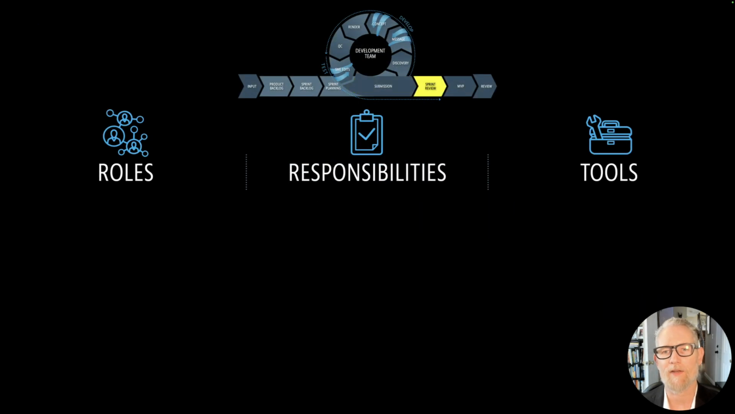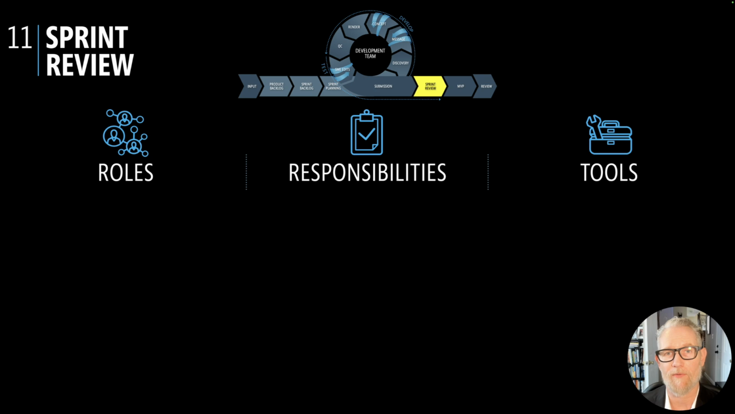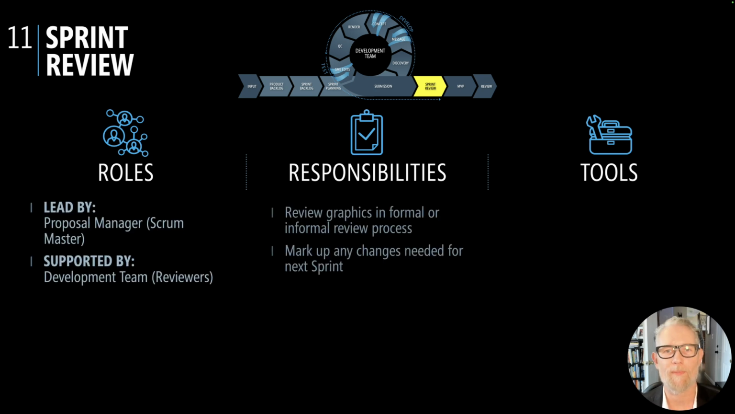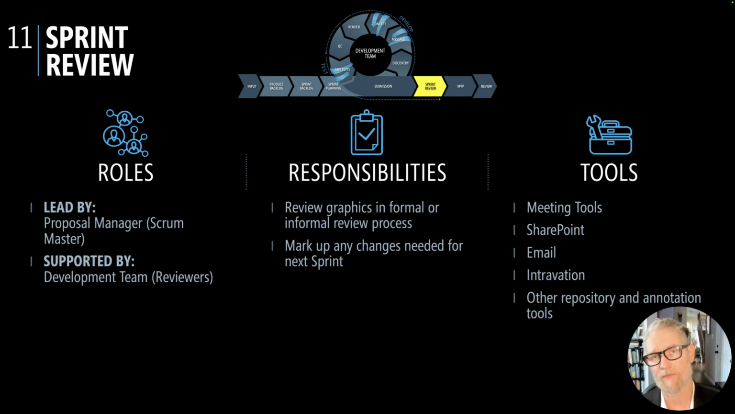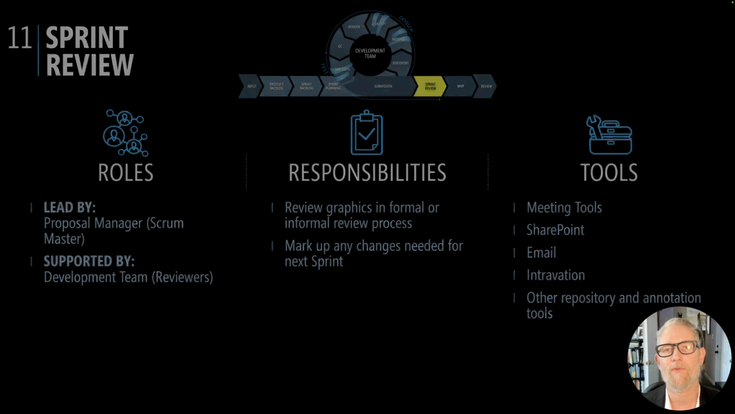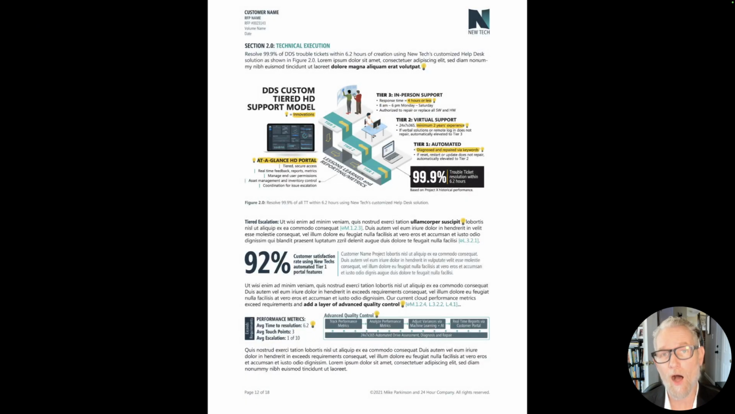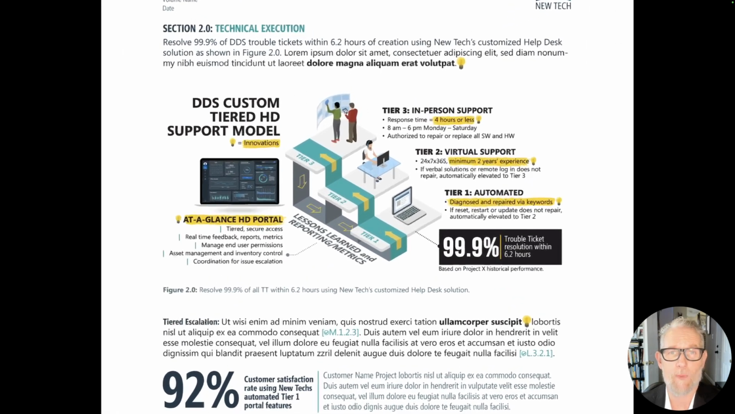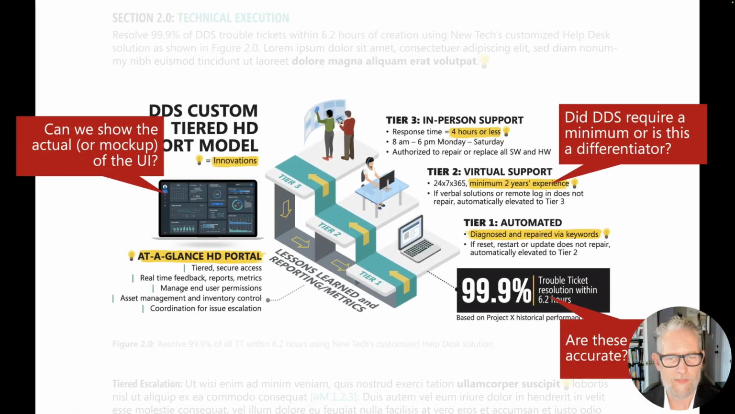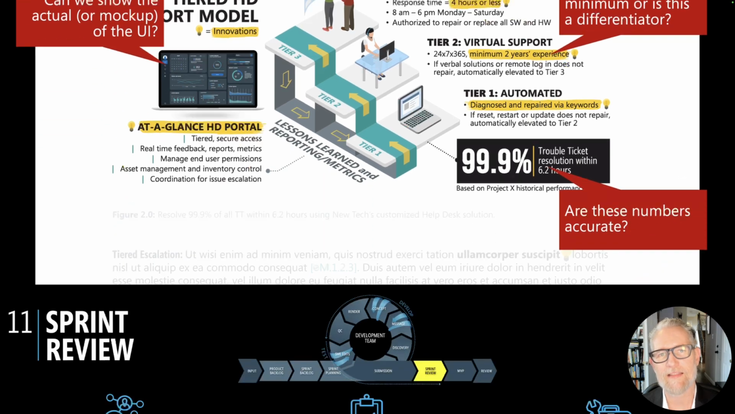The next thing I'm going to do is a sprint review. In the world of proposals, this might be called a color team review. So I'm going to review the graphic and get other people's points of view to make sure I'm not missing anything, or that I haven't miscommunicated something or left something ambiguous. I'll take a look at it, and the team will take a look at it and say, hey, is this the user interface? Are these really differentiators? Are these numbers accurate? So I get that feedback.